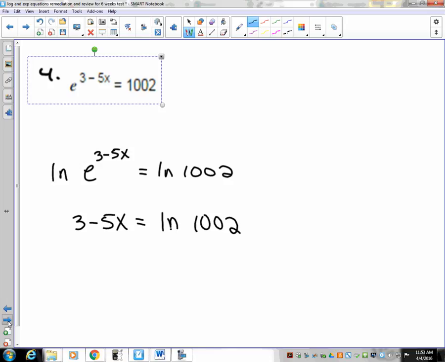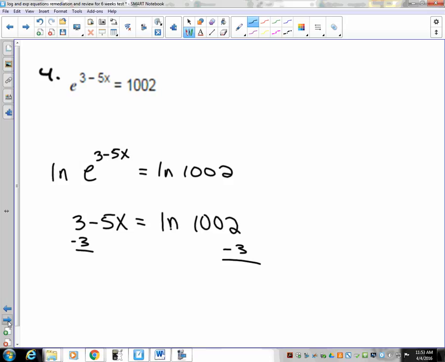All right, so let's talk about subtracting this 3, because we know we got to solve for x right there. All right, now when we subtract this 3, I think some of y'all kind of made fun of me when I proposed this when I taught you, but some of you did it. Some of you would say 1002 minus 3, and y'all would put 999. No, why not? Because it's the natural log of that.